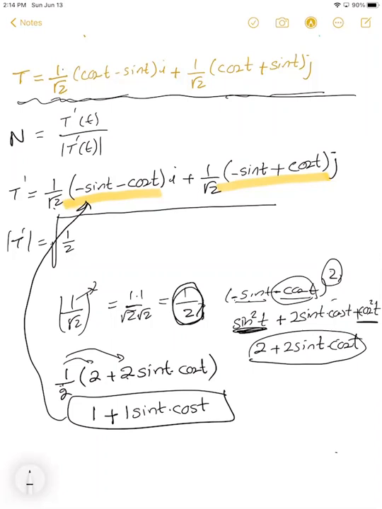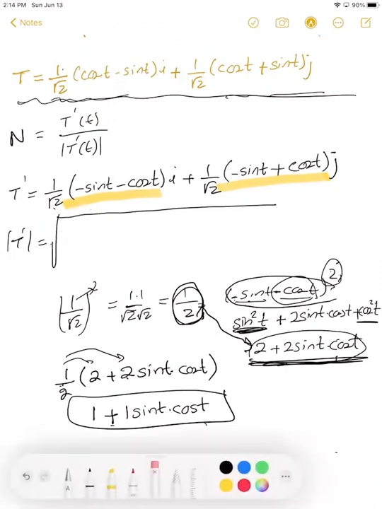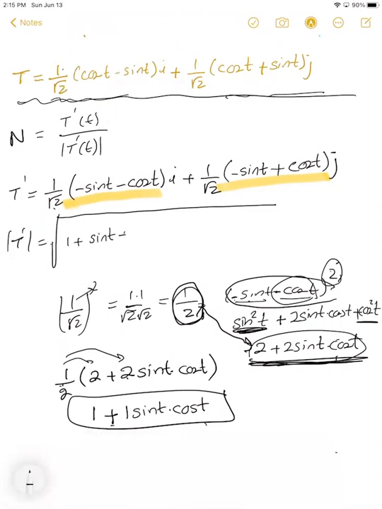Then I raise the parentheses to the power 2: minus sine t minus cosine t, which is what I got. Then I distributed this 1/2 by both terms, and this is what we have. So I will end up with 1 plus sine t plus cosine t. The same thing is going to happen to this guy.